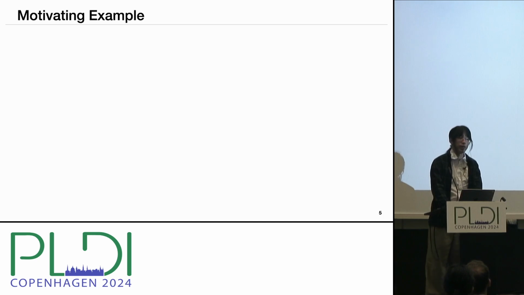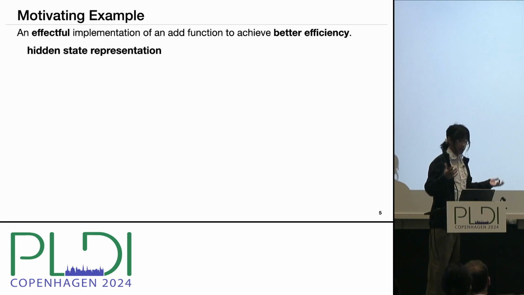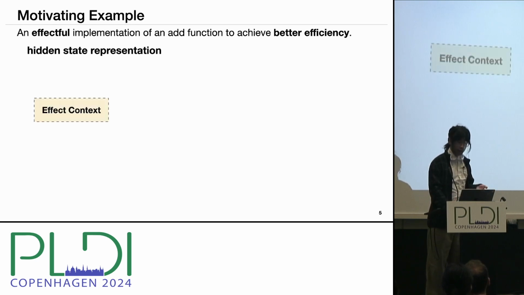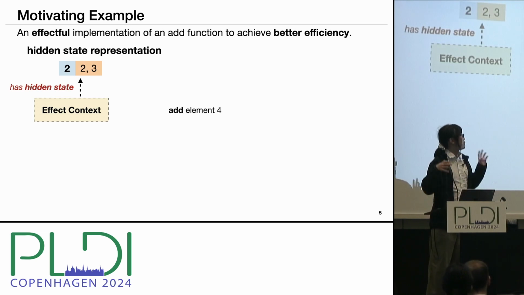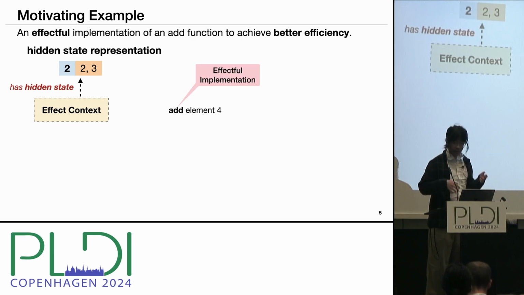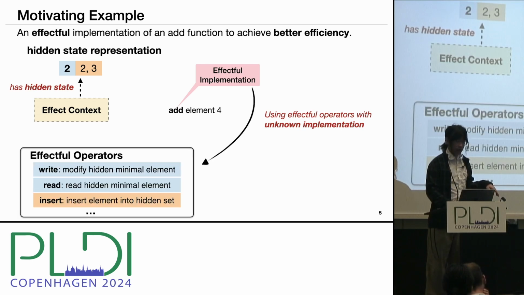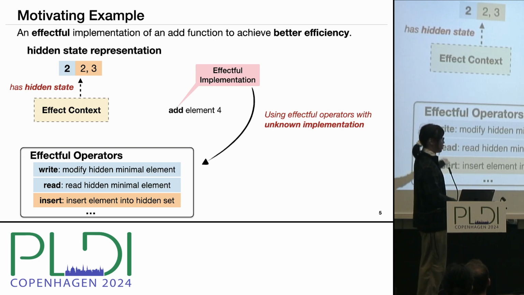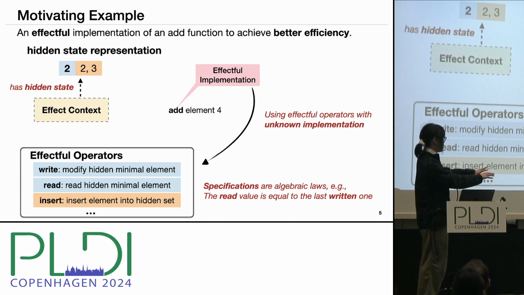But how about if we implement the MinSet add function with effectful operators to achieve better efficiency, and now we don't have an explicit representation. And the effectful context has some hidden state. The add function has an effectful implementation and uses effectful operators with unknown implementations. It looks like this. We use write and read to manipulate the hidden minimal element and use insert to manipulate the hidden set. And the only thing we know is some specification, just simple algebraic laws over these operators.